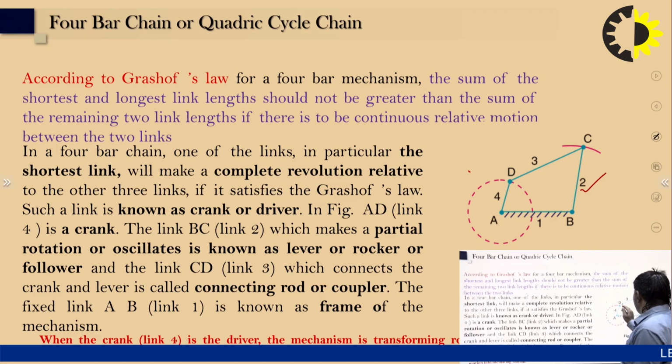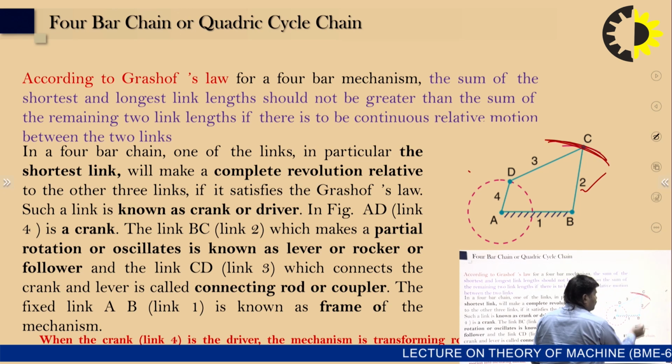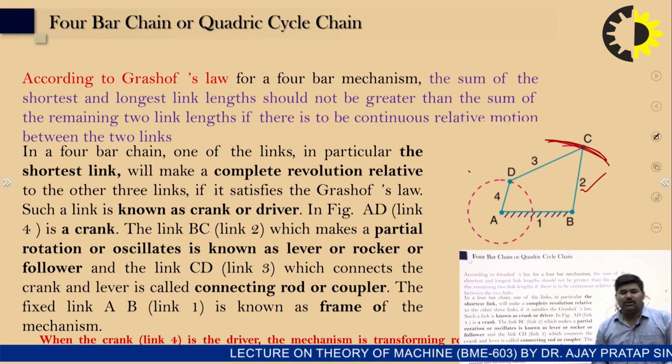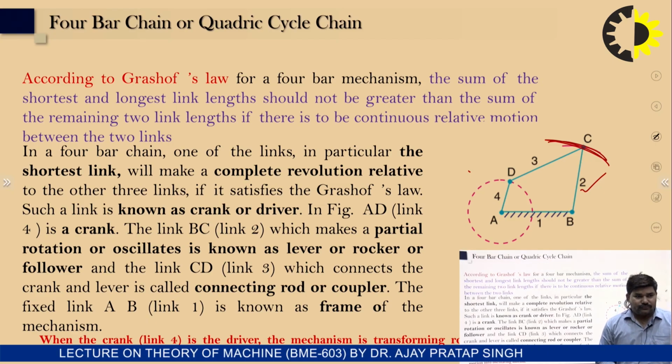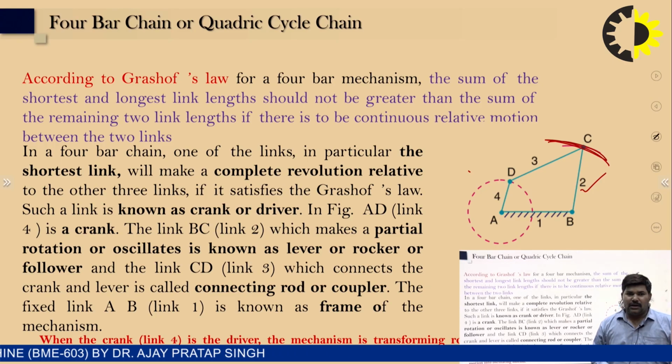So if link number 4 is rotated, BC will oscillate about that point. The oscillating link is known as the lever, rocker or the follower. And link 3, which is DC, is the component that connects the crank and the lever, and is called the connecting rod or the coupler.